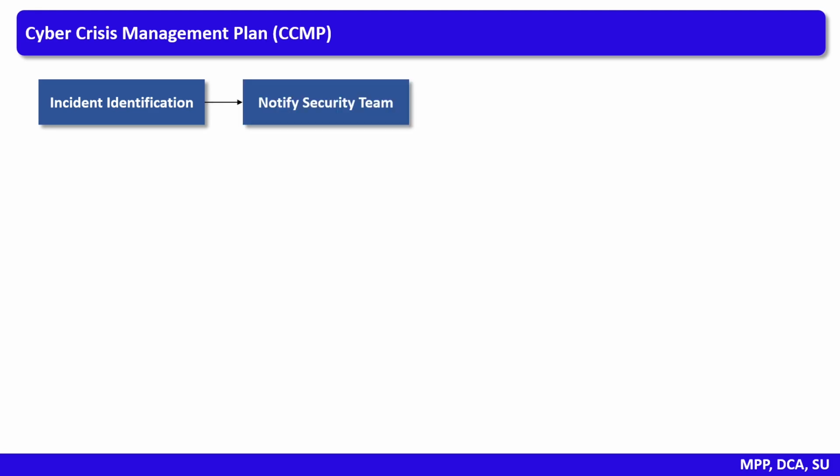Now let us discuss the various steps that are involved in cyber crisis management. Cyber crisis management starts with incident identification. An incident may be identified through a customer or through an organization's website or web portal or through an organization's web services. Once an incident has been identified, the incident is to be then notified to the security team. The security team, on receipt of the information regarding the identified incident, makes an initial assessment to decide on whether an incident is a crisis or not.